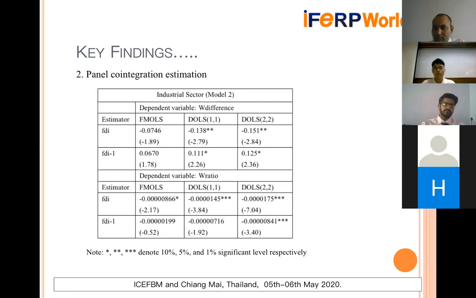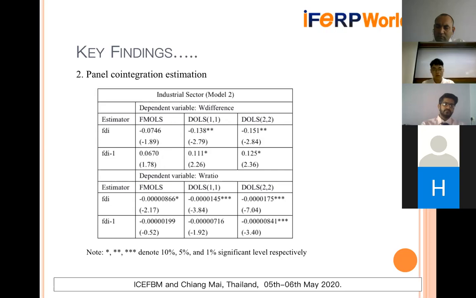So the results suggest that both horizontal and vertical FDI exist in industrial sectors, and these two types of FDI lead to opposite effects in the skilled and unskilled wage gap.